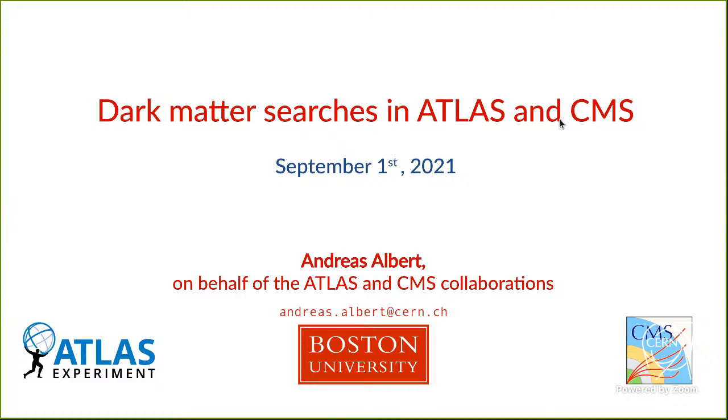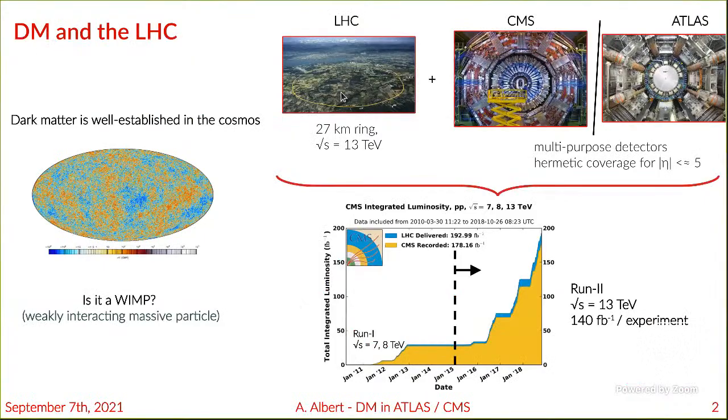So I'm going to talk about dark matter searches in ATLAS and CMS. I think I don't have to motivate the point of dark matter. It's very well established that it's something that we want to understand. For me as a particle physicist, the main question is: is it a particle? And in most cases, that question really means, is it a WIMP? One way of finding that out in the laboratory is to go to the LHC and look at proton-proton collisions with CMS or ATLAS, the large multipurpose detectors.